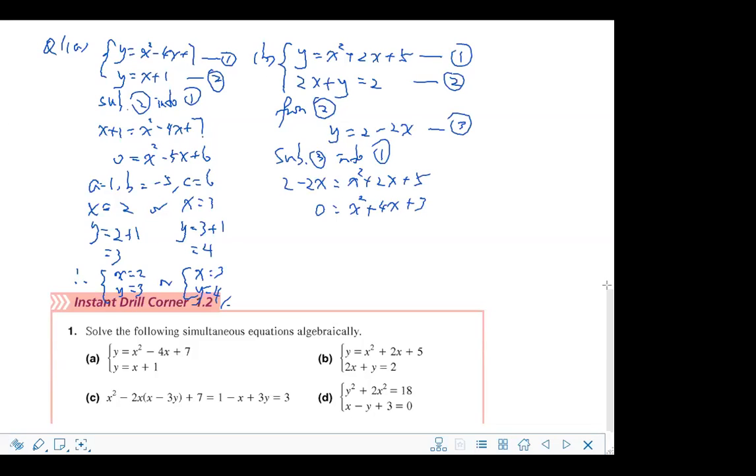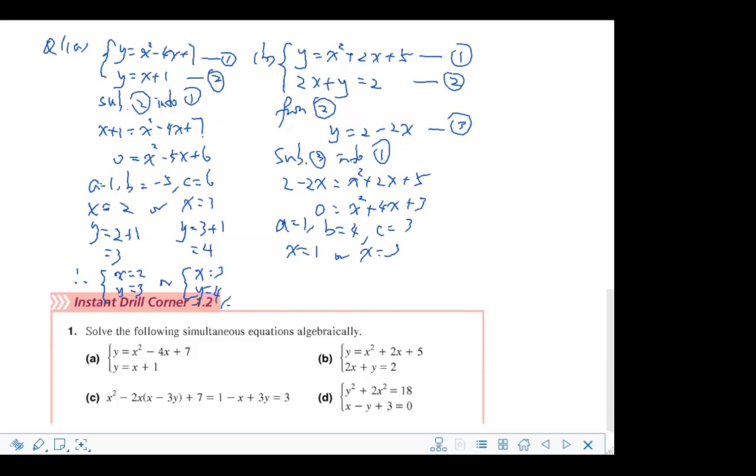Okay, and now we have a simple quadratic equation. So we may identify the values of a, b, and c. Now we may use the calculator, formula 1, and find that x should be equal to 1 or x is equal to 3. Okay, and then you just calculate the value of y.